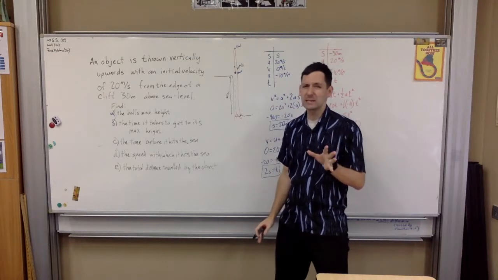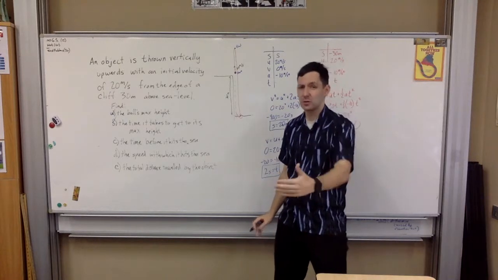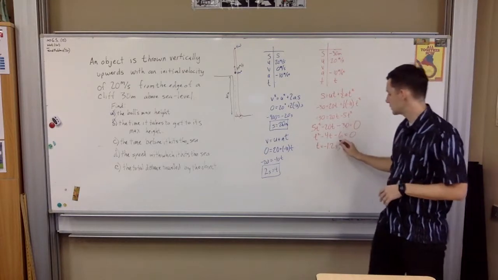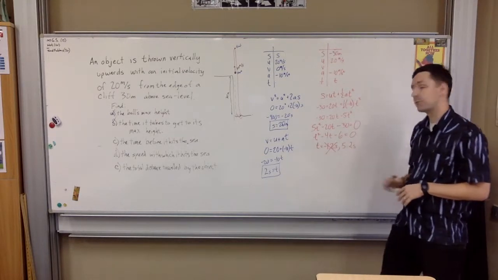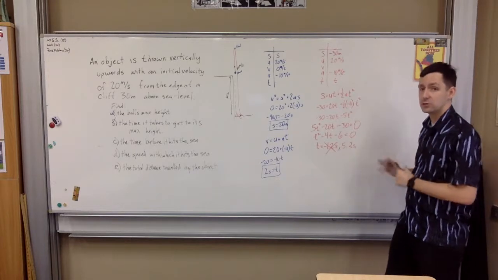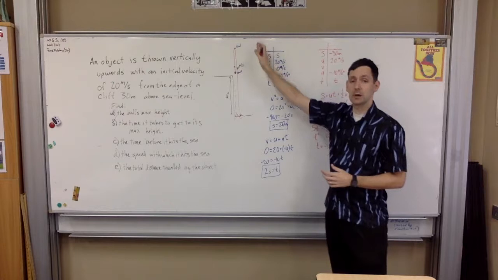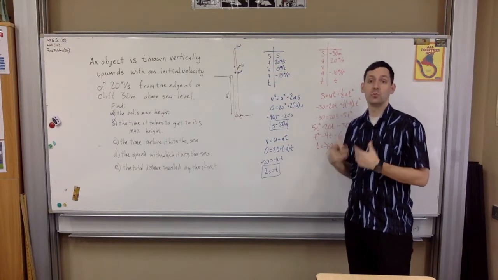That one doesn't really make sense because the ball never started there. So the negative time, we should just get rid of. It doesn't make much sense in this situation. So we take out that one. We're left with 5.2 seconds. 5.2 seconds is the amount of time it takes to get all the way up to the top and then all the way back down to the water.